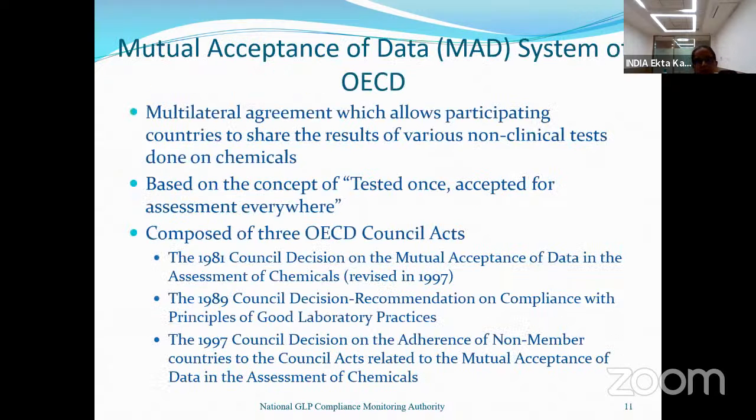Coming to the mutual acceptance of data system of the OECD, the MAD is a multilateral agreement which allows participating countries to share the results of various non-clinical tests done on chemicals. It is again based on the simple concept of tested once, accepted everywhere. The MAD agreement is composed of 3 OECD Council acts, namely the 1981, 1989, and 1997 Council decisions.